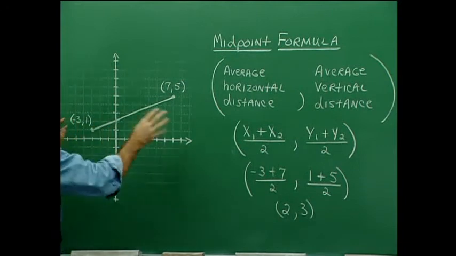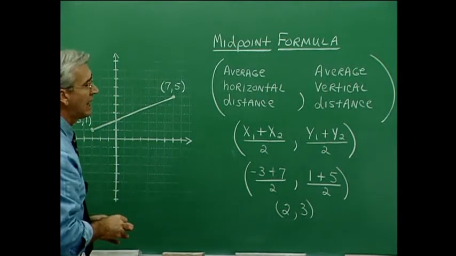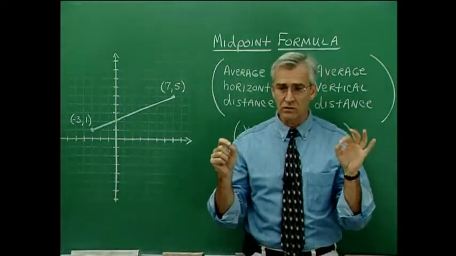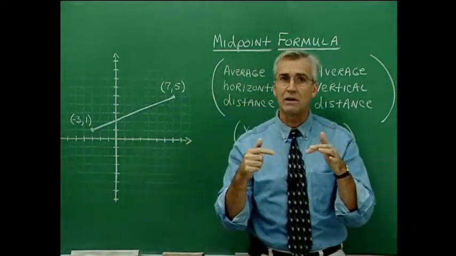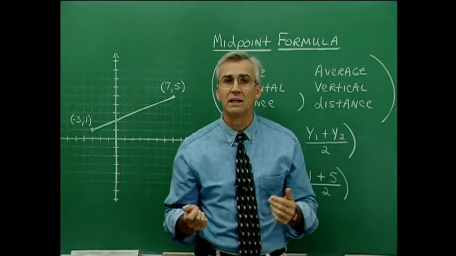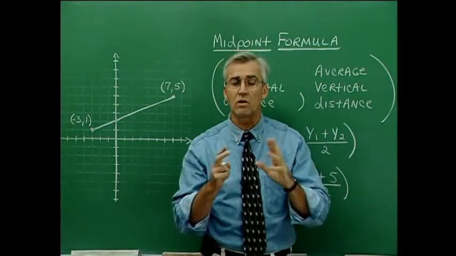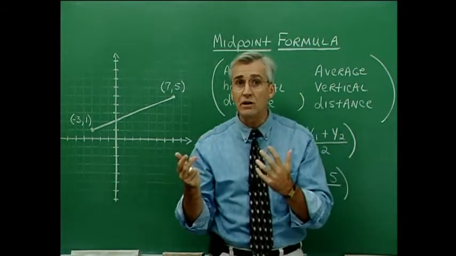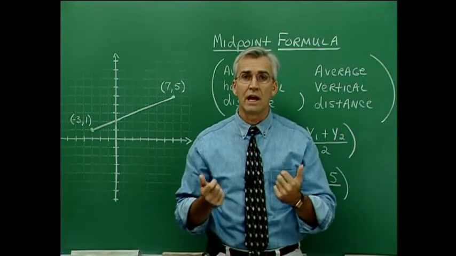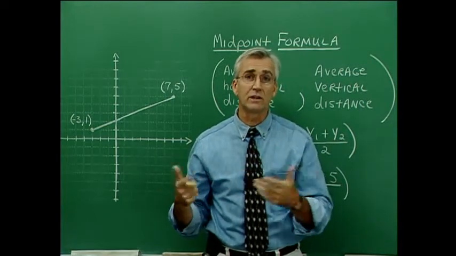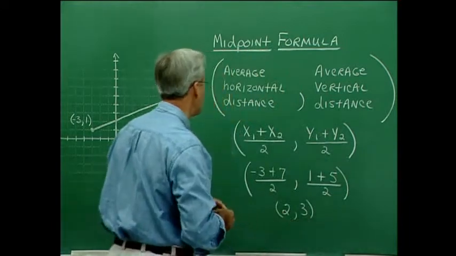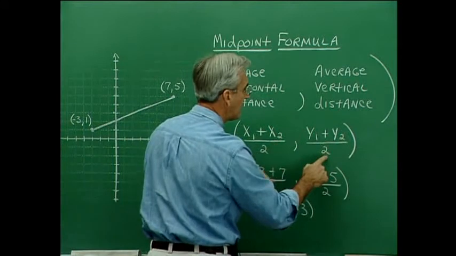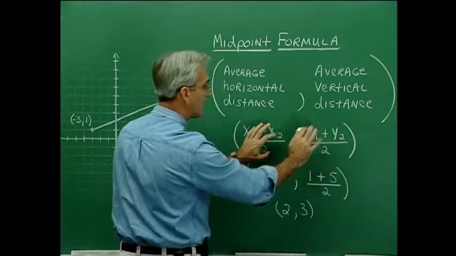So it's average horizontal distance, average vertical distance. And averages, you know, are calculated by taking some number of things, adding them, and then dividing by the number of items that you have added. Now here we're just averaging a couple of horizontal distances and a couple of vertical distances. So we're adding 2 x values and dividing by 2 to get the average. And then you add a couple of y values and divide by 2 to get the average. And that's really all there is to it. So it's add the x components, divide by 2, add the y components, divide by 2, and these are the coordinates then of the midpoint.